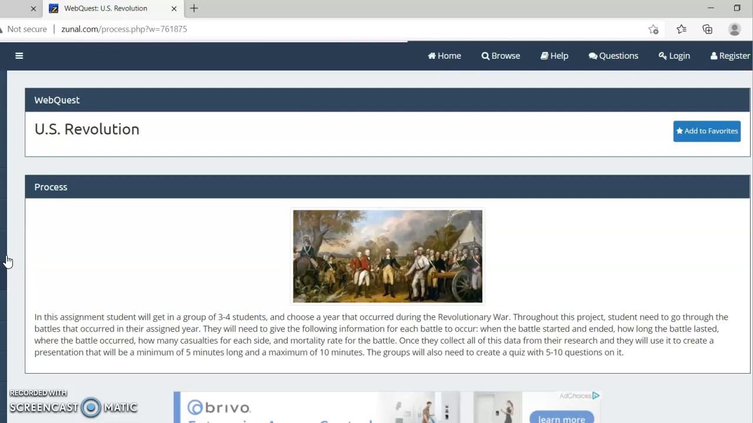For the process, just as in this assignment, students get in a group of 3 or 4 and choose a year that occurred during the Revolutionary War. Throughout the project, they need to go through the battles that occurred in that year. They need to give when the battle started and ended, how long it lasted, where the battle occurred, how many casualties there were for each side, and the mortality rate for that battle.